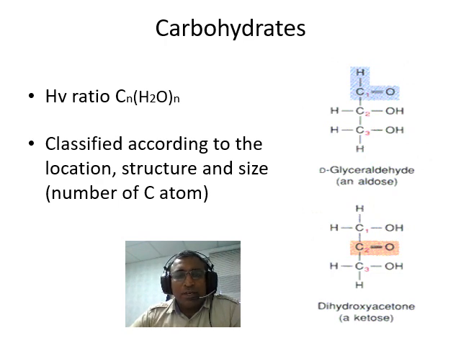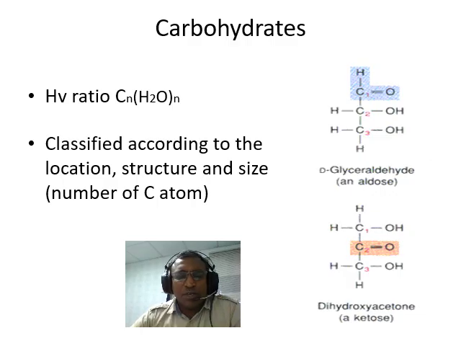Here I speak to you about the carbohydrate itself, where it has a ratio of C, n, and water also multiplied by this n. You will see that compared to carbohydrate, the lipid has much more hydrogen rather than oxygen. That means it is in reduced form, and carbohydrate is more of an oxidized form. And then it can be classified according to location, structure, and size.